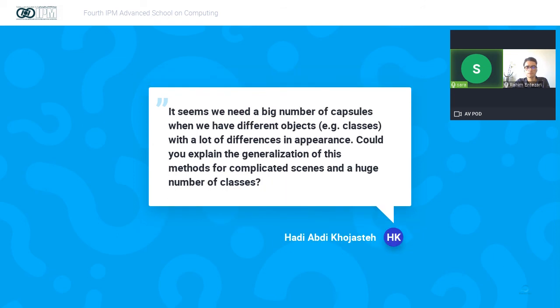Okay, cool. And the last question is asked by Hadi. It seems that we need a big number of capsules when we have different objects or classes. So with a lot of differences in appearance, could you explain the generalization of this method for complicated scenes and a huge number of classes?